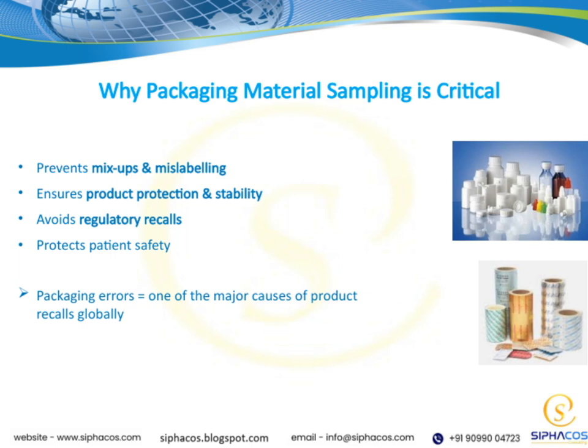Third, by thoroughly sampling packaging materials, we can avoid regulatory recalls. Mistakes in packaging are a major cause of recalls worldwide, and catching issues early helps us stay compliant. Lastly, effective sampling plays a vital role in protecting patient safety. When packaging is accurate and reliable, we reduce the risk of harm and ensure our patients receive safe, high-quality products. All of these points tie back to our overall goal: delivering safe, effective, and compliant products every time.